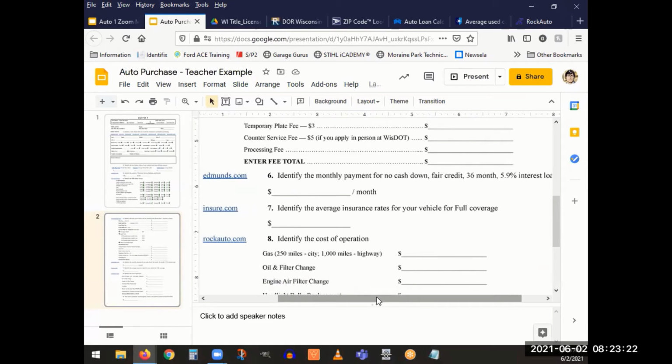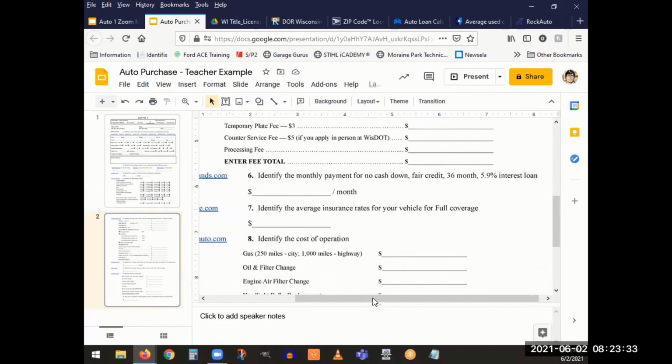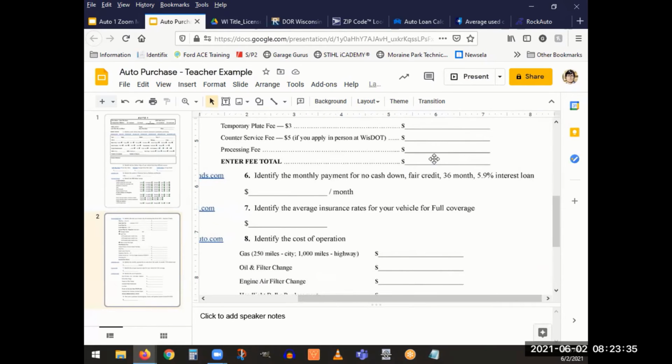Okay, so that's processing your fees, taxes, registration, all that stuff. That's probably going to take you the most amount of time, just figuring out those numbers. Next, we're going to figure out your monthly payments, because we have to figure out your fee total before figuring out this. And we're going to base it off of no cash down, fair credit, 36 months, 5.9% interest loan.